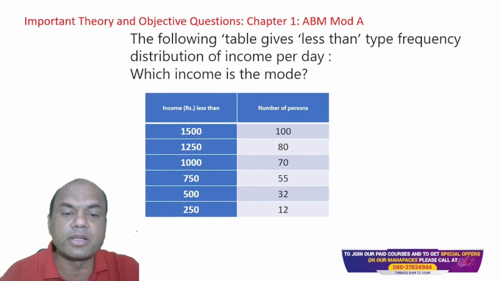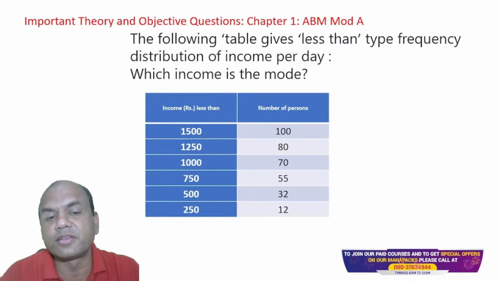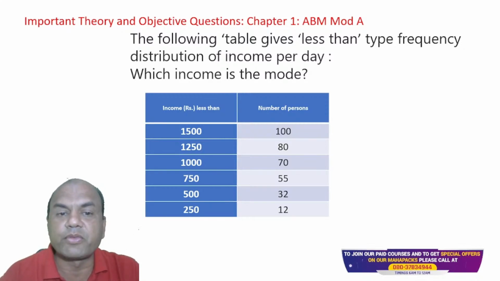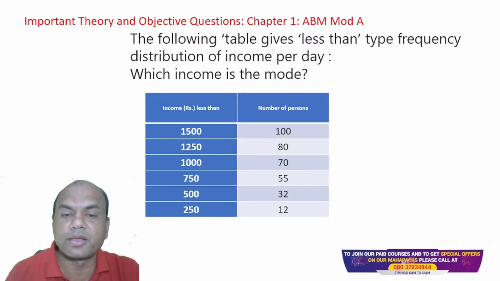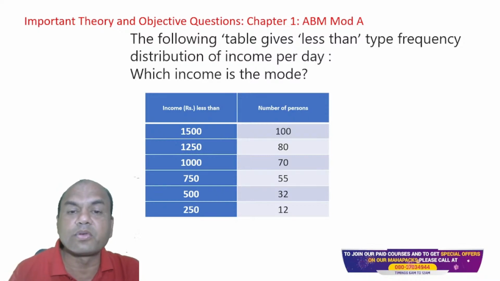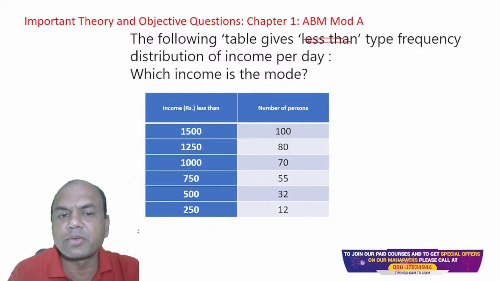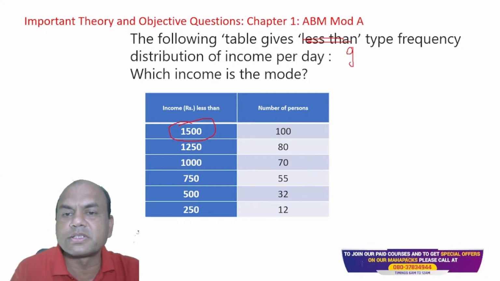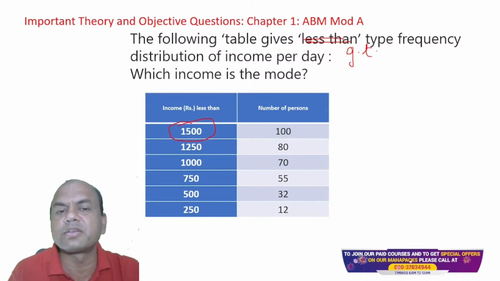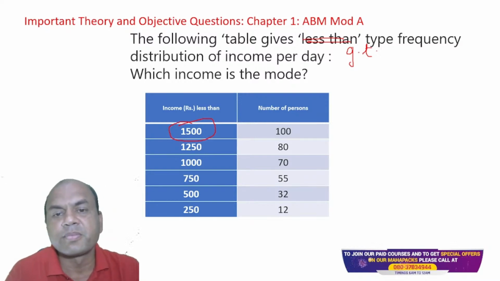The following table gives less than type frequency distribution of the income per day. Now what have you to do? Is this less than? I think so. Less than type. It should be greater than type, because it is starting from the highest 1500 and it is going to the lowest. So greater than type, GT I'll write it. The following table gives the GT type frequency of the income per day.